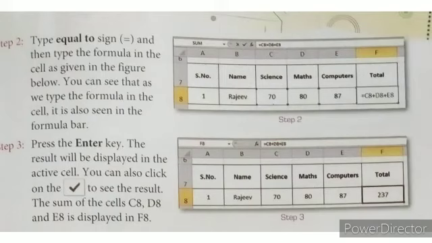First you will write equal to, after that my science marks is in cell C8, then plus operator, yes, maths marks is in cell D8, yes, then plus operator, then my computer marks is in cell address E8. After that press the enter key, you will get the total here. Now students, similarly you can calculate the total of other students.